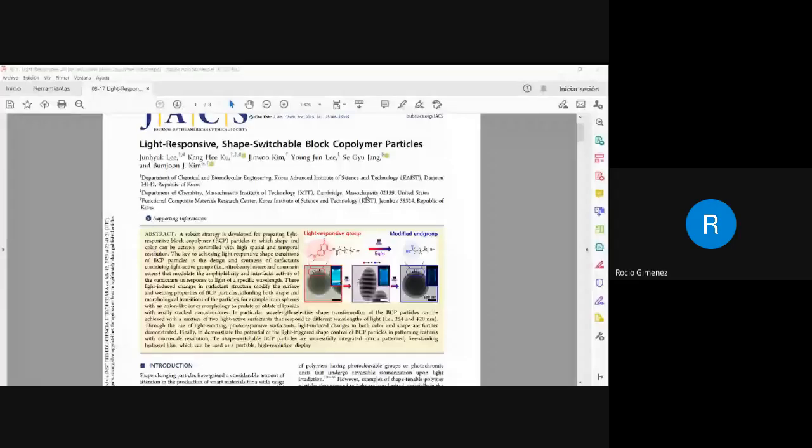Hi everyone, I'm going to be presenting this paper. In this work, the authors develop a shape and color switchable block copolymer particle in response to a light signal. Their strategy starts from the design of photocleavable surfactants, which undergo a remarkable change in amphiphilicity and interfacial activity under light irradiation.